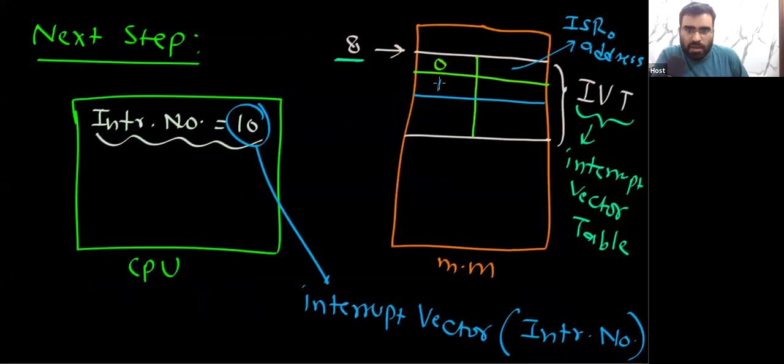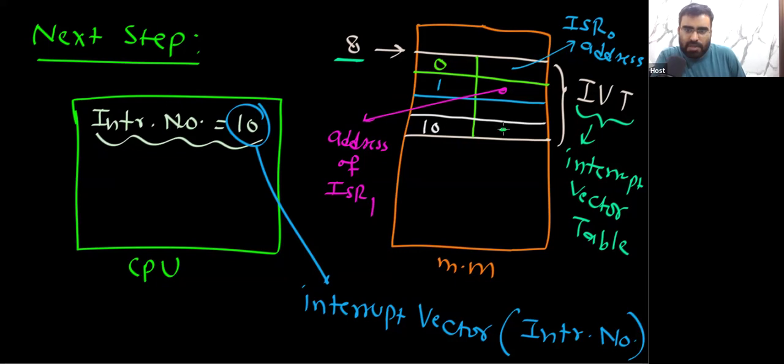For the keyboard, where is the interrupt service routine? That will be ISR 1. Basically, that address will be here, meaning a pointer, or I can say the address. Here we will have the address of ISR 1, meaning the ISR of the keyboard. Is this clear? And so on. We will have the battery ISR address also, here.